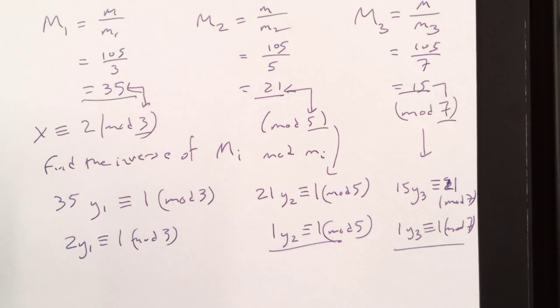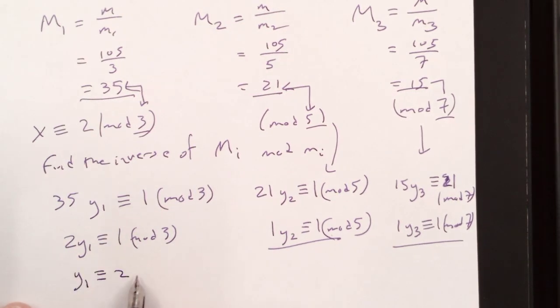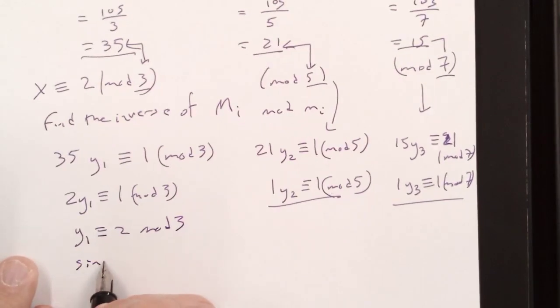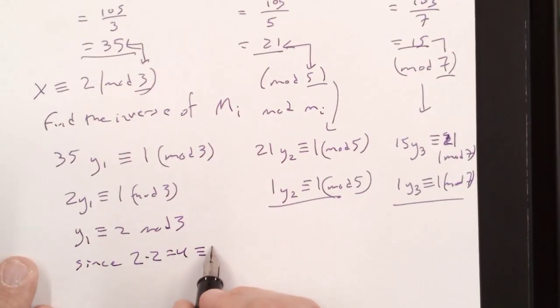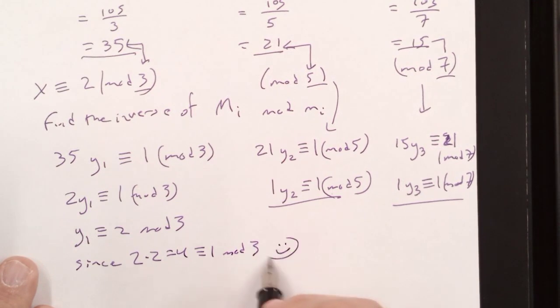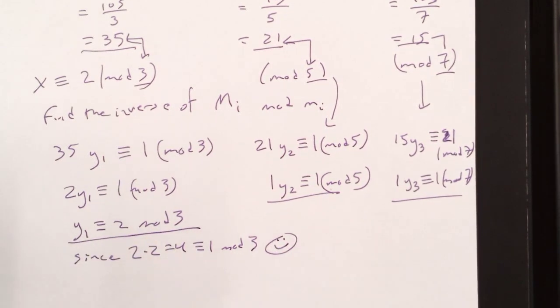If I'm working mod 3, then the only numbers I care about are 0, 1, and 2. I can just check by hand. Can y1 be 0? 2 times 0 is definitely not 1. How about 1? No, because 2 times 1 is 2 mod 3. But 2 times 2 is 4, and mod 3, that's equal to 1. So I actually have all 3 values.